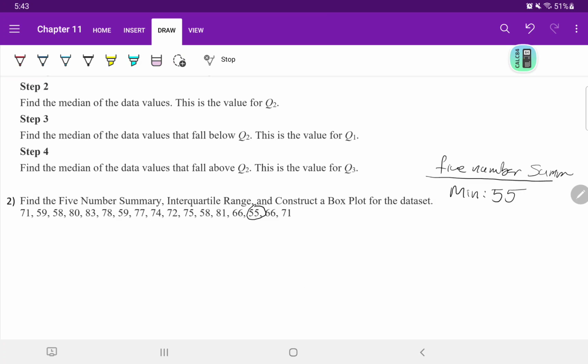And then we continue putting our numbers in order from smallest to largest. So that's 55. Then after that, I see 59. I see another 59 too. Then, before I do that, I see a 58. So let's put in that 58, 59, 59. Okay. For my 60s, I see 66 and 66. So 2 66s.